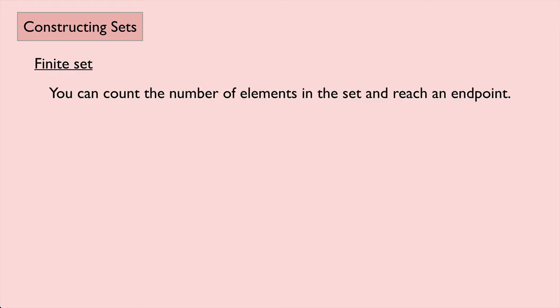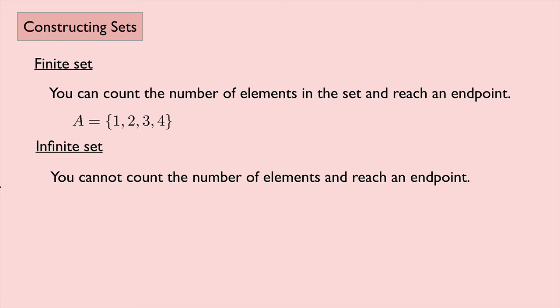There's a few more terms that you should know. A finite set means that you can count the number of elements in the set and reach an endpoint. For instance, the set A. This is finite. I can actually count the elements that are in here. So I have 1 element, 2 elements, 3 elements, 4 elements. This is a finite set, and there are 4 elements in the set.